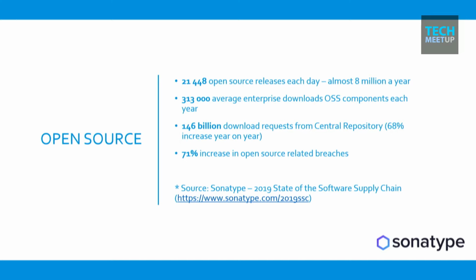So they produce an annual report. And the 2019 report, there's some numbers there, but as you can see, there's just a staggering amount of software being released in terms of libraries. I mean, the first line, there's almost 8 million open source releases a year. That's just huge. The amount that each enterprise is downloading is also quite staggering. But perhaps more worryingly is the increase in open source related breaches. And you can see this at the end, some of the repercussions of this.